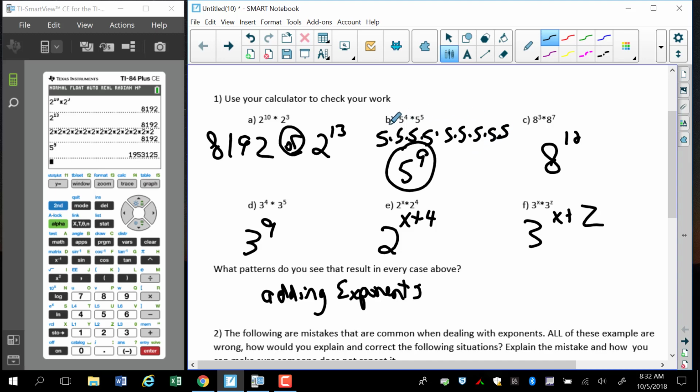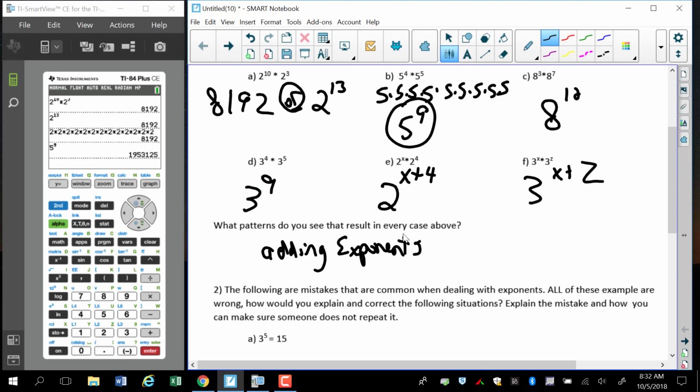And hopefully it makes sense from where we get that from here and here in the first example, where really the 2 to the 10th is repeatedly multiplying by 2 10 times, and this is repeatedly multiplying by 2 3 times, which is repeatedly multiplying by 2 13 times, 9 times here, 8 times there, and so on.